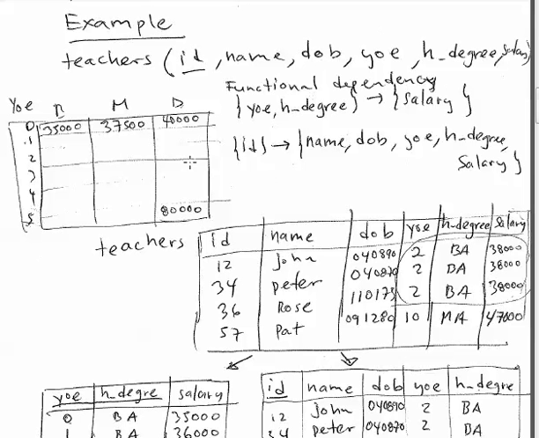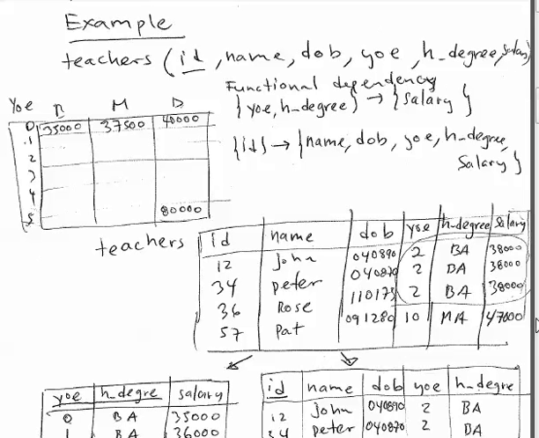So for example, in a possible instance of table teachers, here we got 3 teachers that have the same years of experience, 2 years of experience, the first 3 teachers here, and their highest degree is a bachelor's, they all make 38,000. So you see that I circled that, that's what we call a redundancy. Now there is only one teacher here with 10 years of experience and a master's that makes 47.